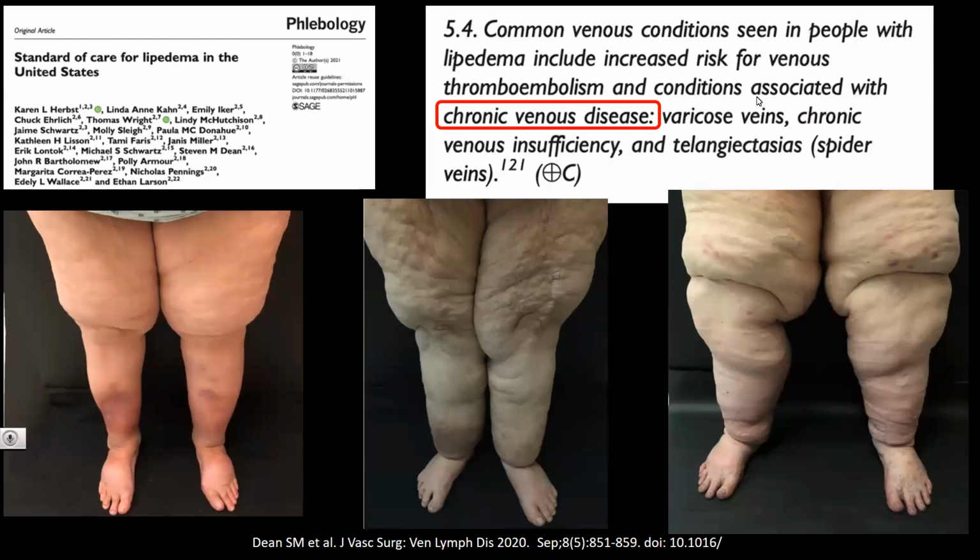This off the top here, consensus statement 5.4, common venous conditions seen in people with lipedema include increased risk for venous thromboembolism and conditions associated with chronic venous disease: varicose veins, spider veins, chronic venous insufficiency. And that one article I referenced from Dr. Herbst, 100% of the lipedema patients in stage 1 had associated spider and varicose veins. I mean, there's obviously a predisposition that goes beyond just the female gender or even being obese.